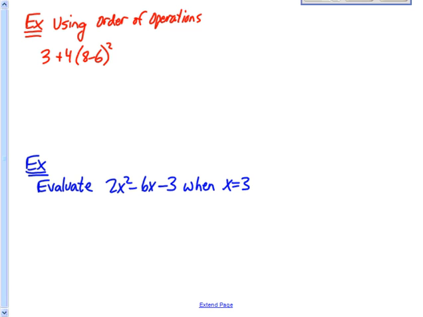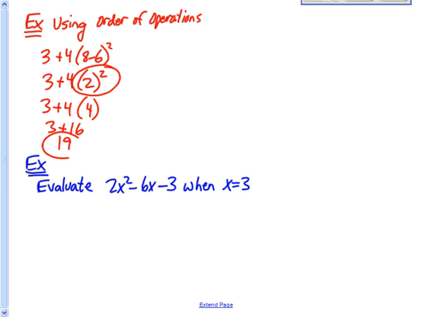So here we go: 3 plus 4 times the quantity 8 minus 6, squared. PEMDAS says do the parentheses first. So we do the 8 minus 6. And then we do our power next, the exponents. So 2 squared is 4, 2 times 2. And then we do multiplication: the 4 times the 4. And so we end up with 19 at the end.